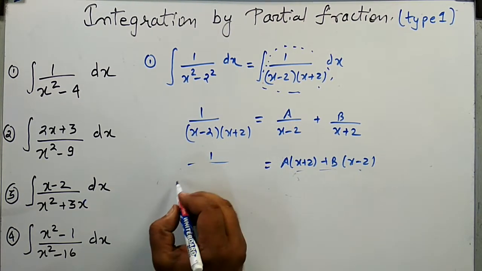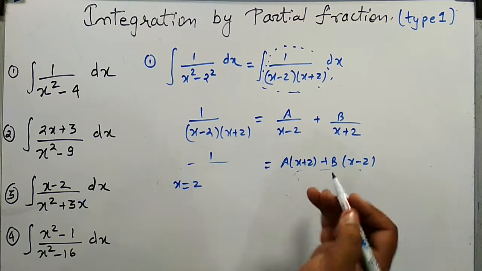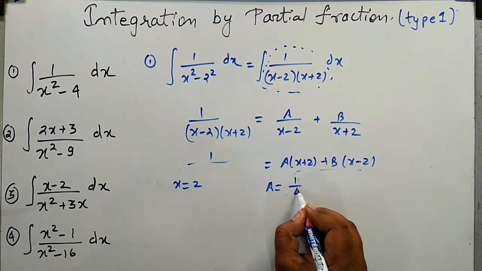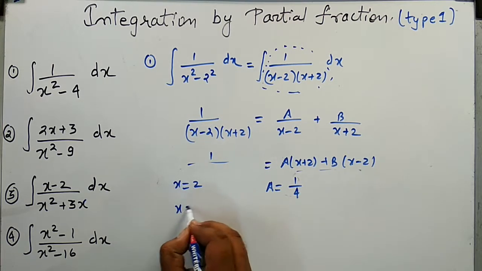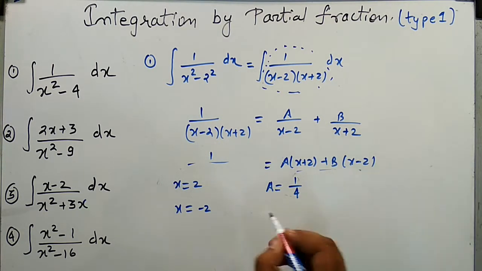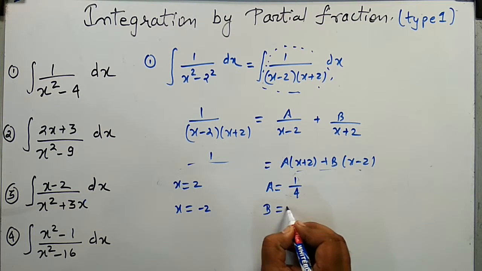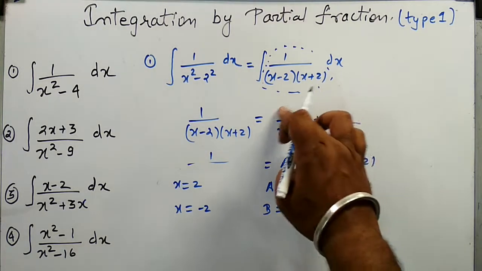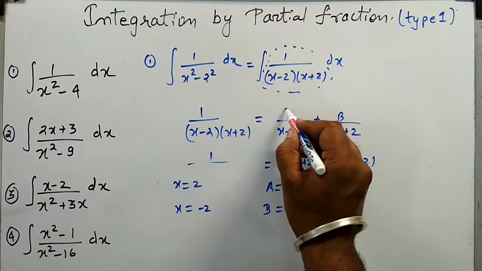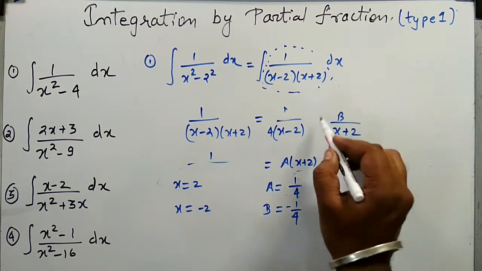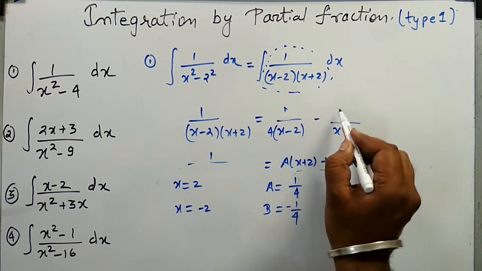Now if you put x equals 2, you can find the value of a, and the value of a would be equal to 1 by 4, and if you put x equals minus 2, you can find the value of b, and b will be equal to minus 1 by 4. So in place of a I am writing 1 by 4, and in place of b I am writing minus 1 by 4.